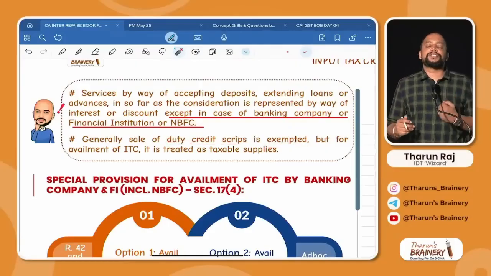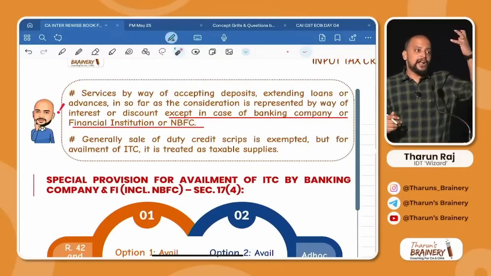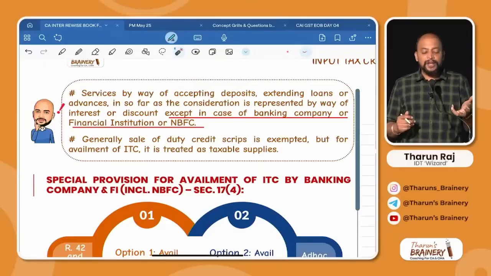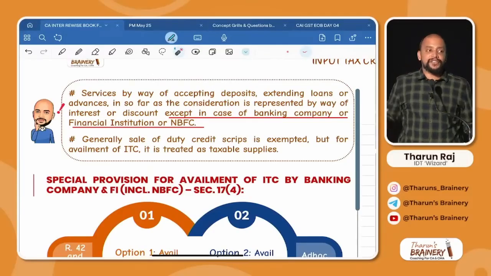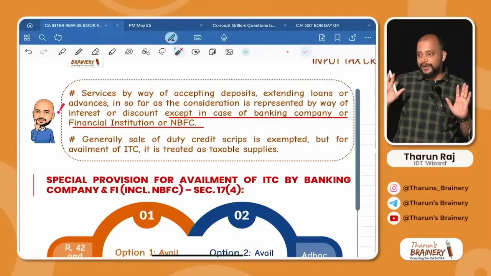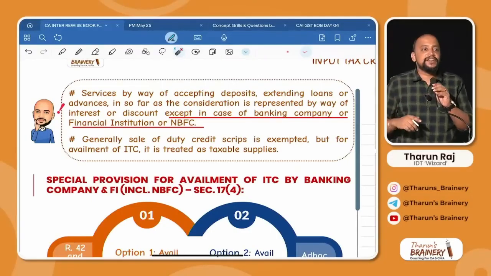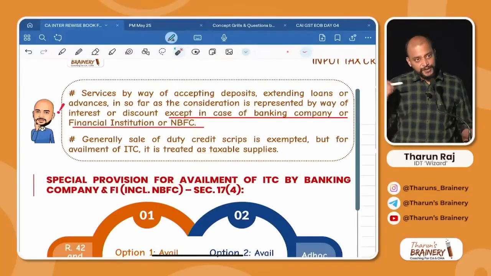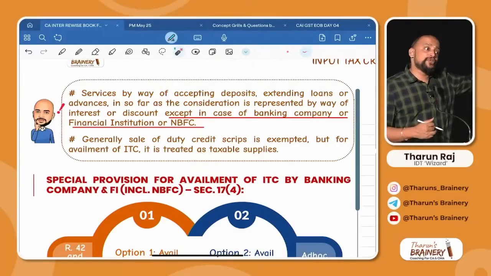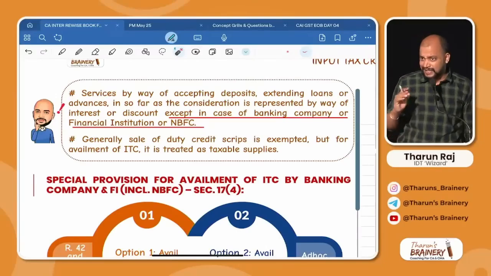I have a duty credit scrip. Who gave me the duty credit scrip? Government of India gave me the duty credit scrip. So I am selling it. When I am selling it, for payment of GST it will be exempted. No need to pay GST. But while computing ITC, where will it be kept? It will be kept under taxable turnover, which means I can enjoy the proportionate ITC on my inward supplies. Is it clear or not?